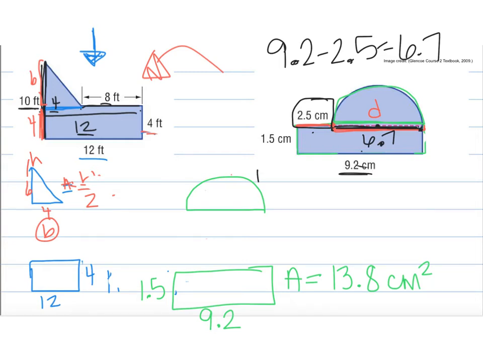So let's refresh ourselves. The area of a full circle, so an actual circle, is pi times radius squared. So we need to know the radius. We just found out that the diameter is 6.7. Remember, in order to find the radius, I can take the diameter and divide it by 2. So we're going to do 6.7 divided by 2, and I get 3.35. So now I know that the radius, I'm going to label it right here, is 3.35.